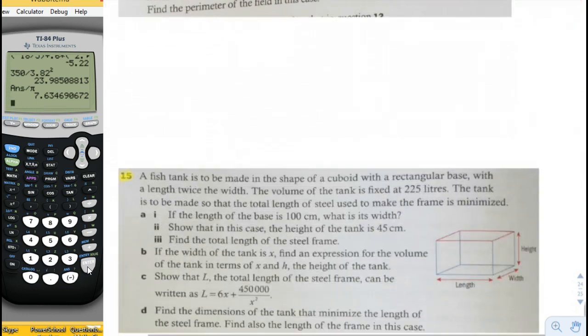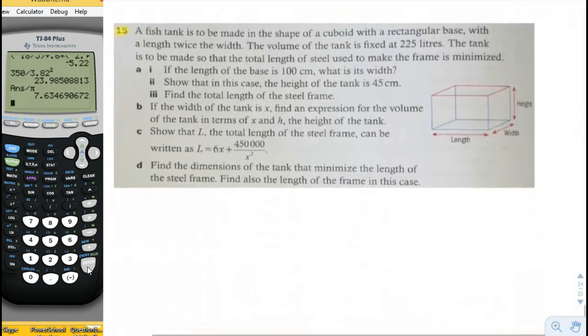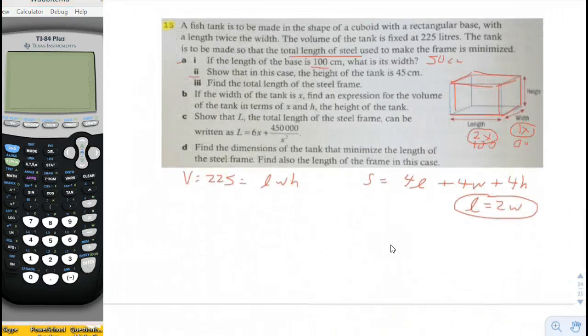Last of all, we're going to do number 15. Okay, a fish tank is to be made in the shape of a cuboid with a rectangular base with a length twice the width. The volume of the tank is fixed at 225 liters. The tank is to be made so that the total length of steel used to make the frame is minimized. Okay, so if the length of the base is 100 centimeters, what is the width?